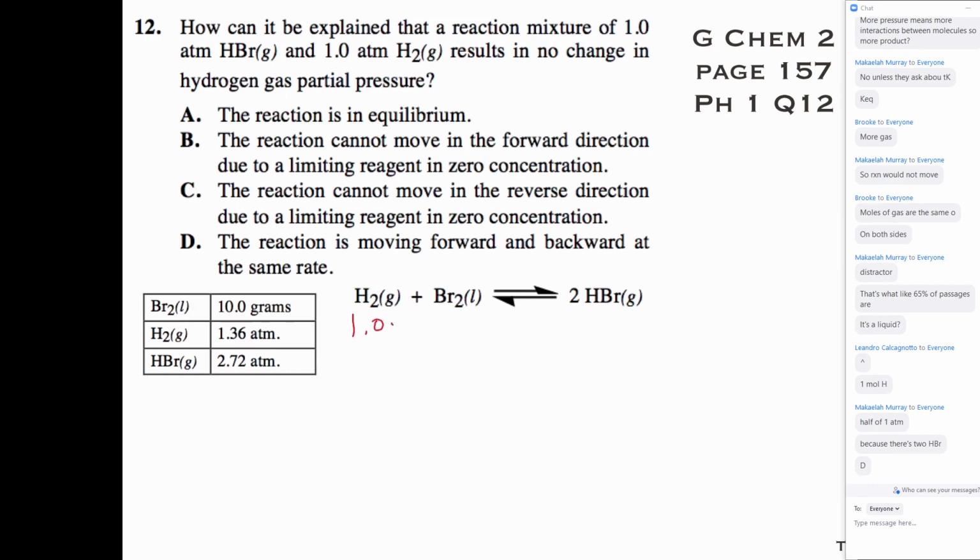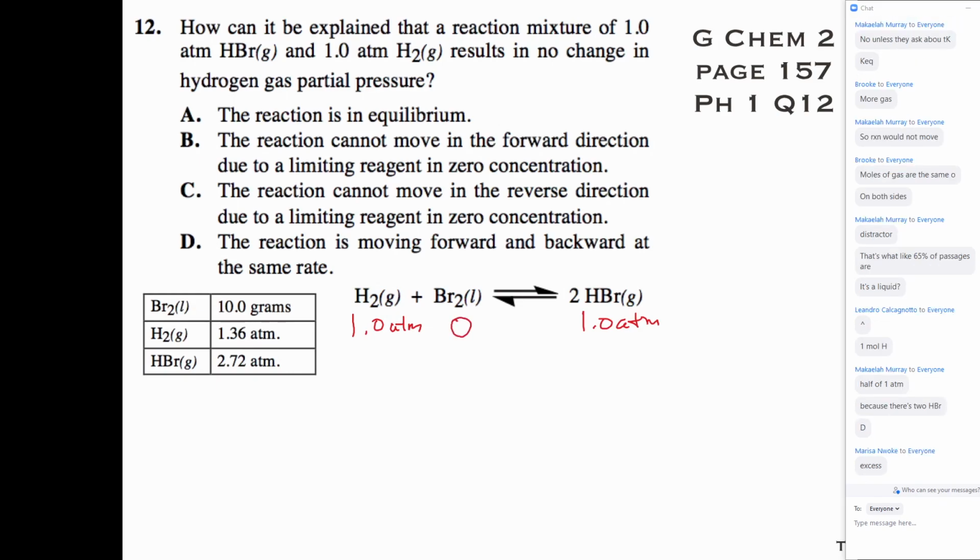So I have 1 atmosphere, 1 atmosphere. How much Br2 do I have? Zero. This one you don't have excess. Normally we would, but in this case, there's nothing. So all of a sudden this went from excess to now the limiting reagent.